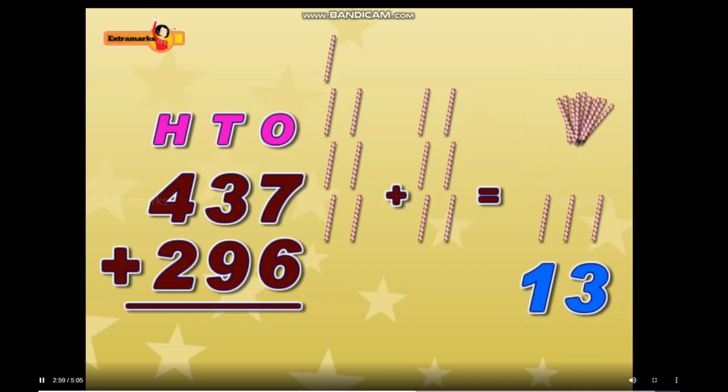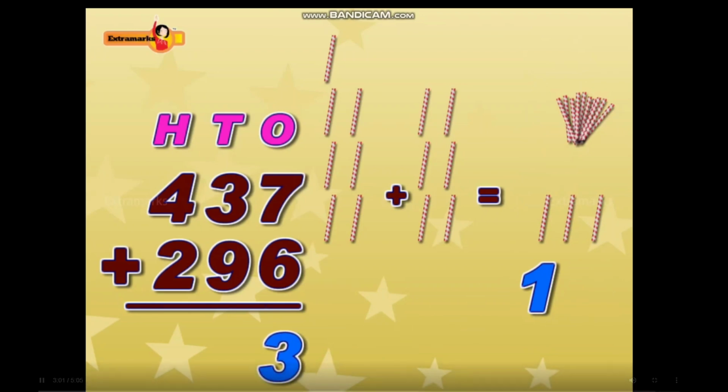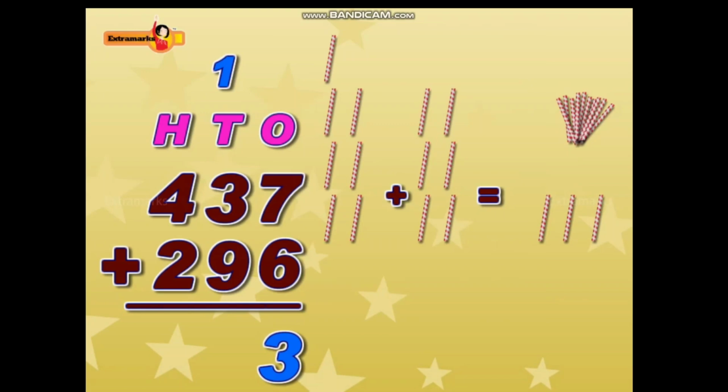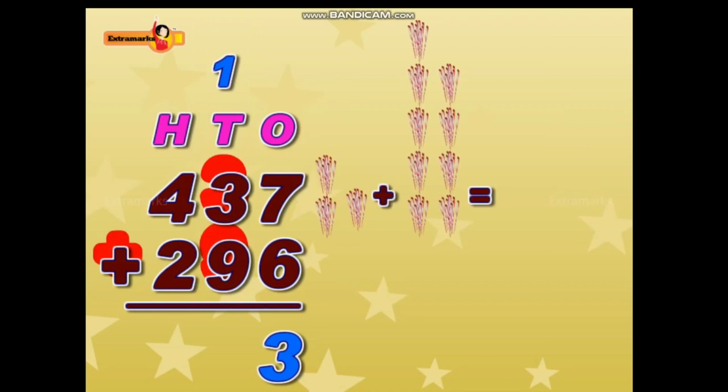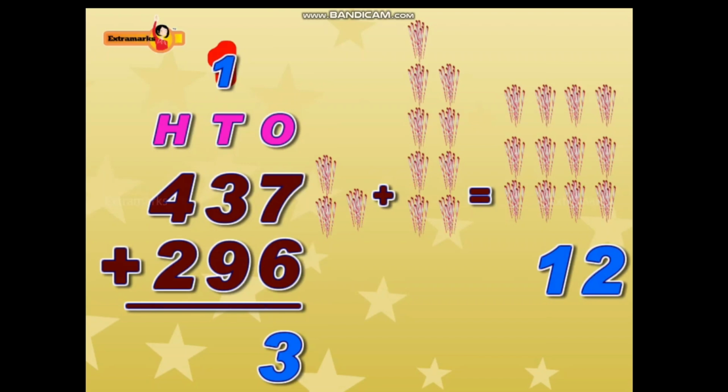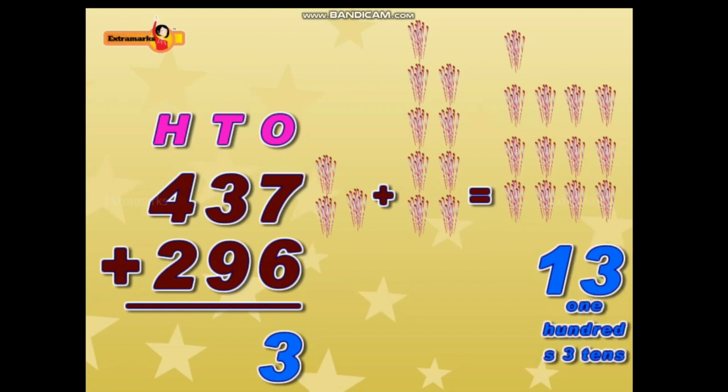So, we will leave 3 ones at the place of ones and carry over 1 ten to the place of tens. Our third step will be to add all the digits at the place of tens. The sum of 3 plus 9 is 12. We will add the 1 ten that has been carried over. So, 1 plus 12 is equal to 13. 13 tens can be written as 1 hundred 3 tens.